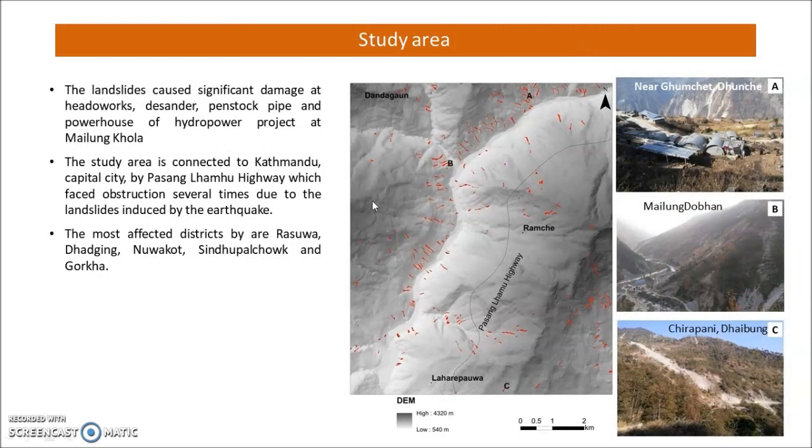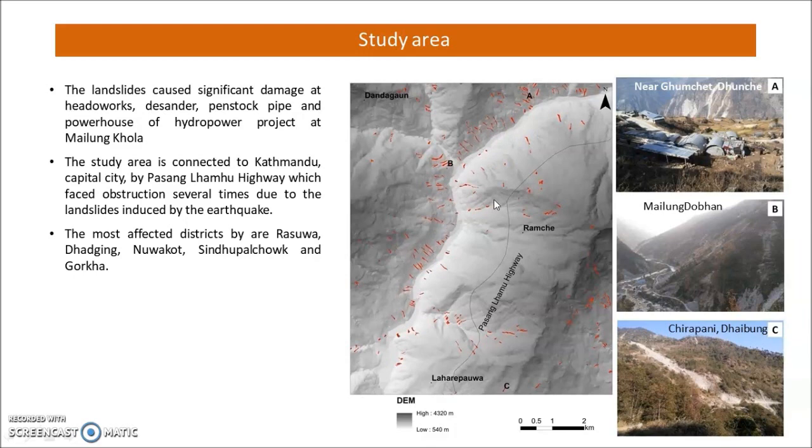Here we notice that the most affected areas, as you can see, are the three areas A, B, and C mentioned in the map and the photos on the right side. Also you can see the highway, where we witnessed some landslides nearby, while the main events happen near the river. You can see here the valley.